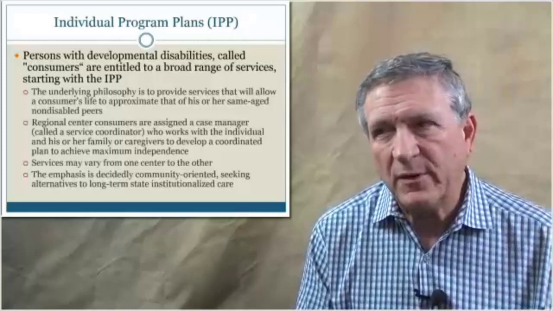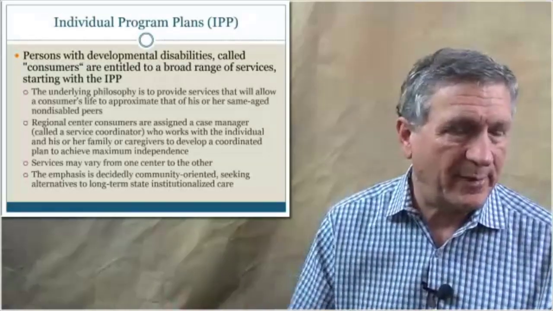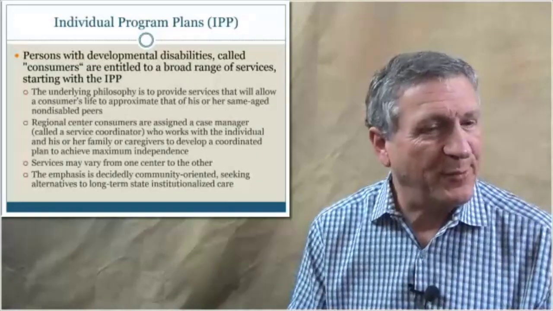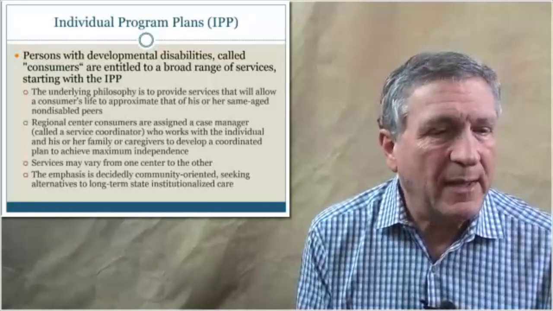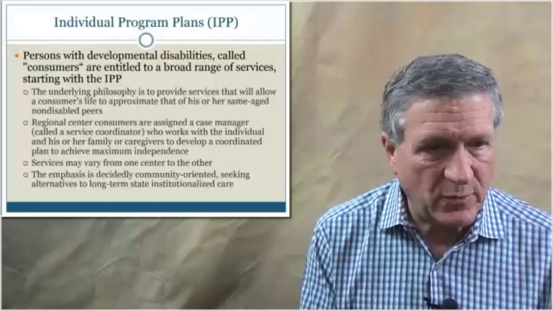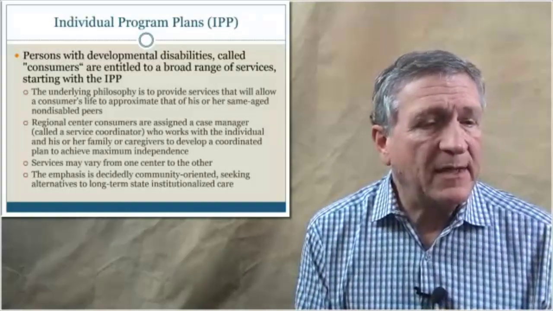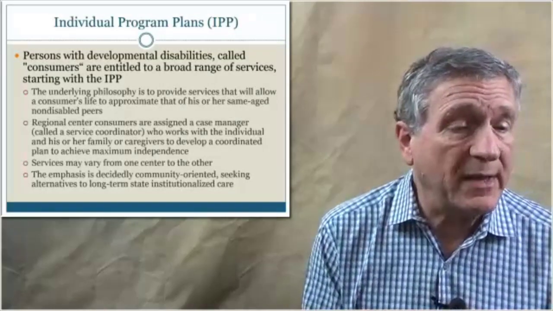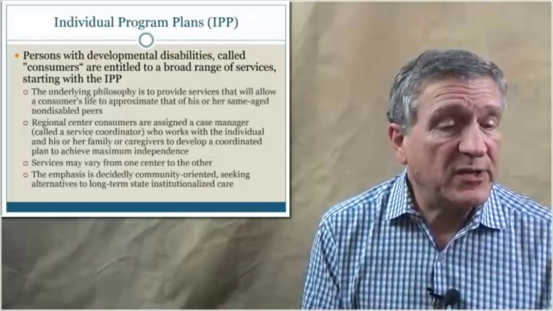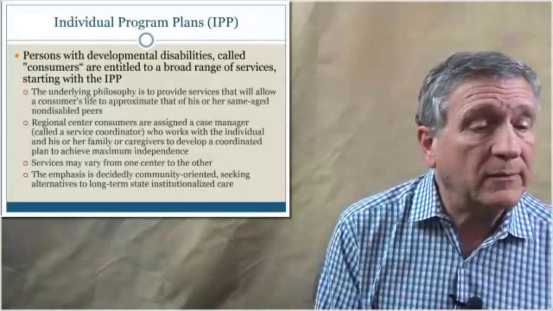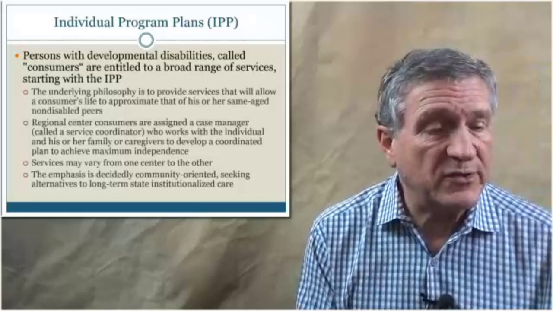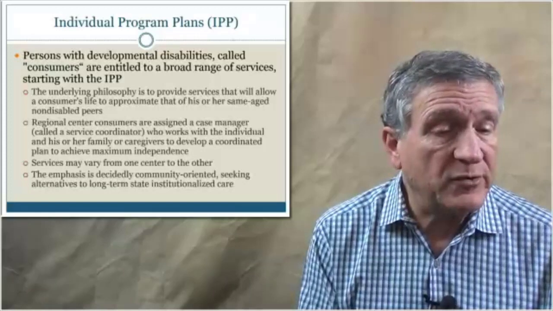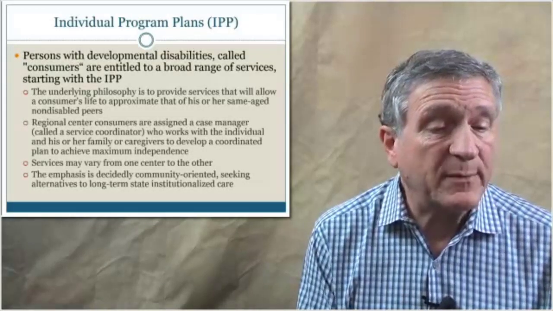For those of you that are familiar with education, there's the individual educational plan, the IEP. With Department of Rehabilitation, there's the IPE, the individual plan for employment. So everybody's got their own terminology, but with regional centers, the entitlement is what is in the IPP. The underlying philosophy is to provide services that allow a consumer's life to approximate that of his or her same-age non-disabled peers. Regional center consumers are assigned a case manager, or sometimes they're called service coordinators. Different regional centers call them different things, who work with the individual and his or her family or caregivers to develop a coordinated plan to achieve maximum independence.